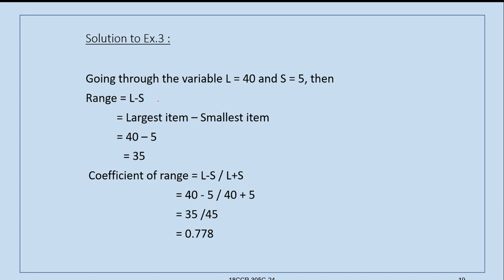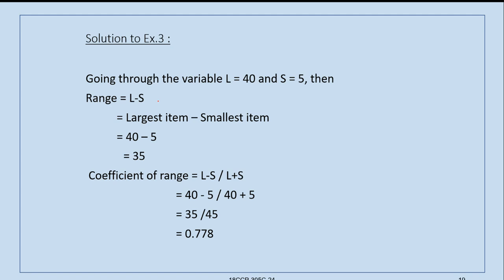See here, 35 minus 45 is coefficient of range. In other words, 0.778. So please understand the formula. The coefficient of range is L minus S by L plus S, same formula which we have used in individual series.